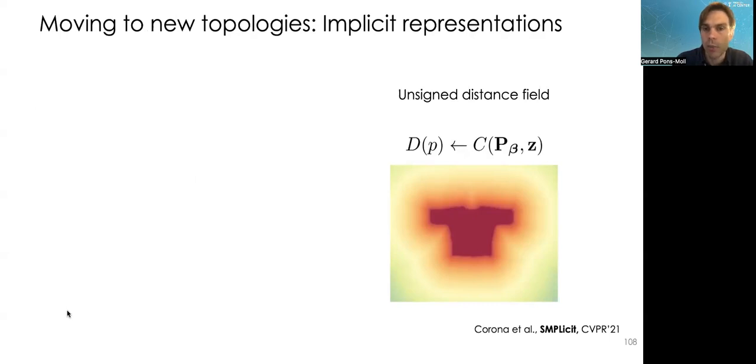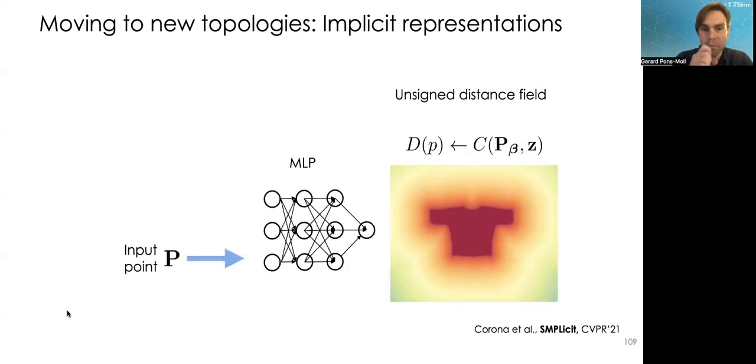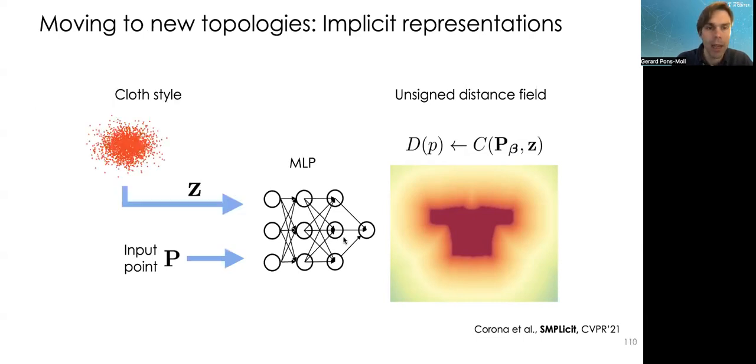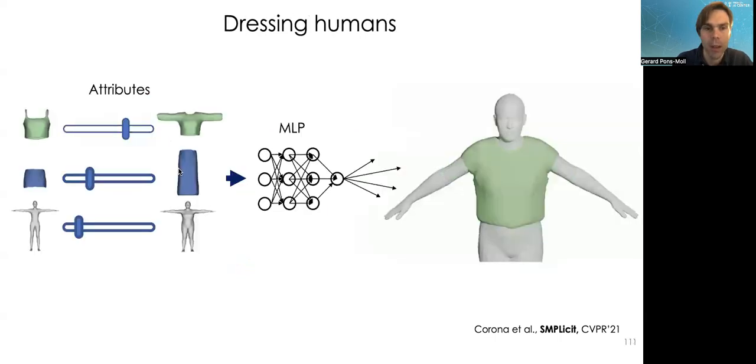Right, so the representation is based on a distance field, similar to the neural distance fields that we saw before. Basically, given an input point, you will have an MLP that predicts this distance field. And this MLP, of course, needs to be conditioned on these clothing parameters, which are basically the z codes that I just described before. Once you train the model, you have different attributes that can control the output clothing, right?